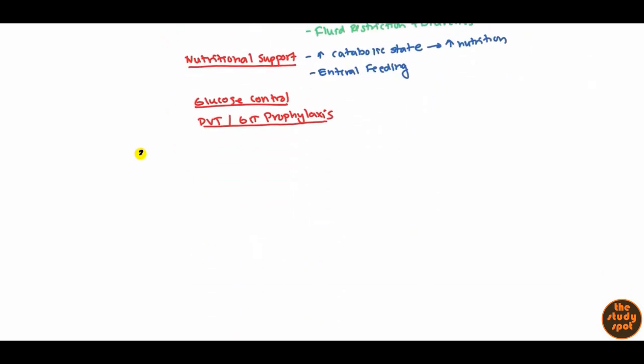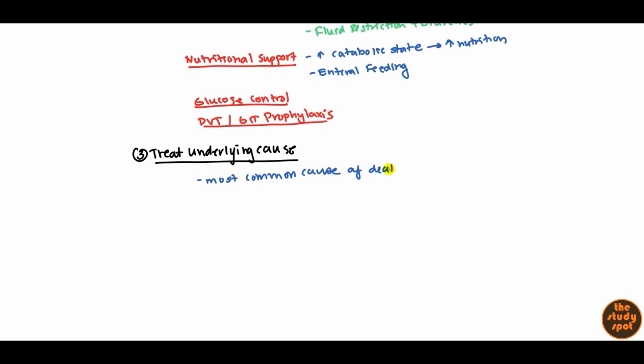And finally, you do want to treat the underlying cause. And again, if it's a really big cause like sepsis, something like that, it might be the first thing you want to treat. And that's because the underlying cause is usually the most common cause of death. Usually patients do not die directly from respiratory failure. So this kind of highlights the importance of actually treating the underlying cause.